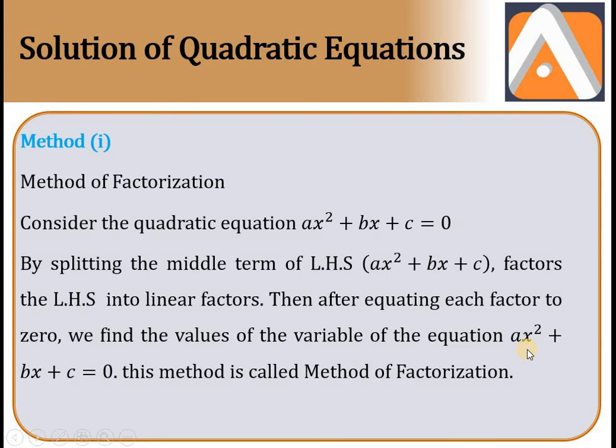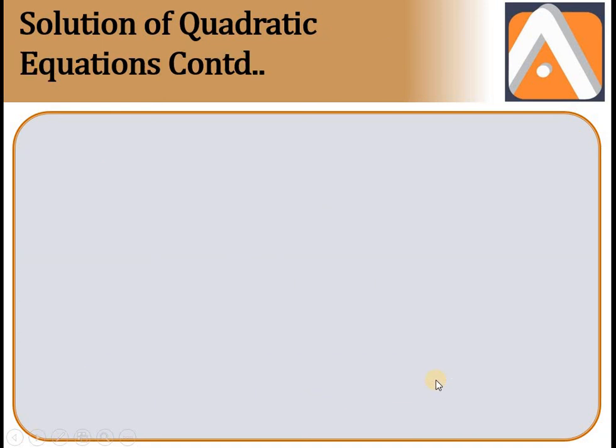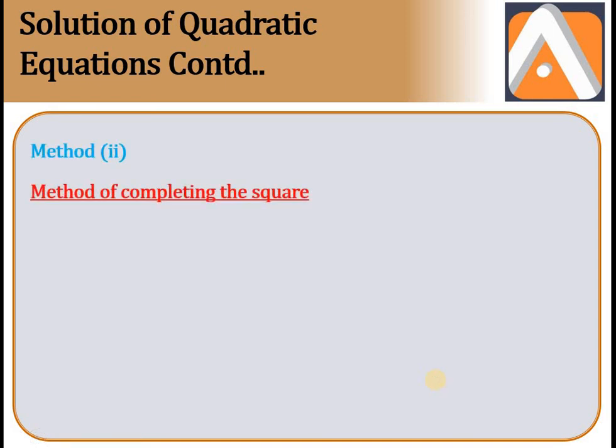Now, how to find the roots of the equation? In 10th standard you studied the general method, the method of factorization, like splitting the middle term according to the product of a and c. Based on the product of a and c, you split the middle term, make it into linear factors, and you will get two roots. That is called the method of factorization.